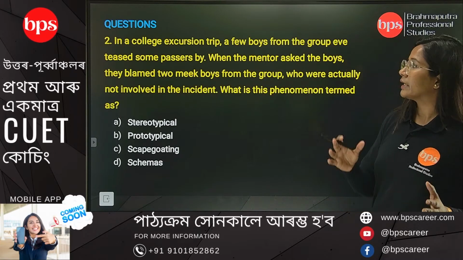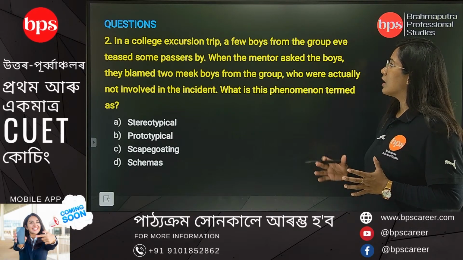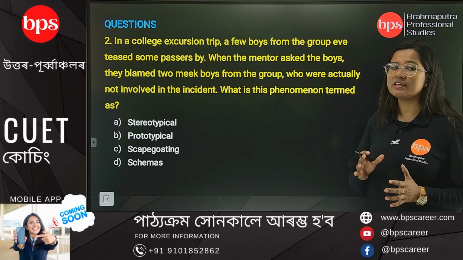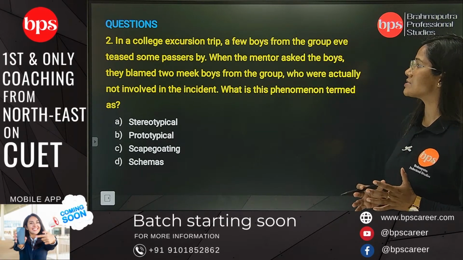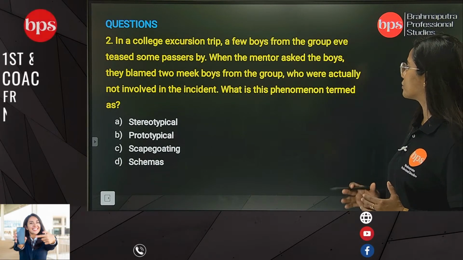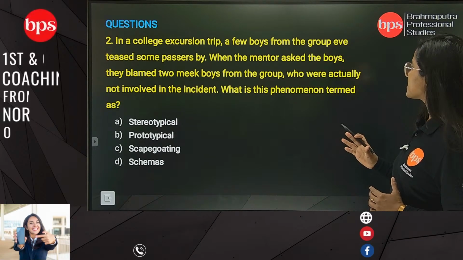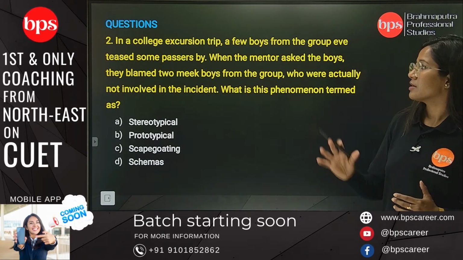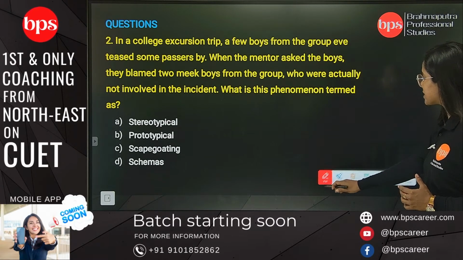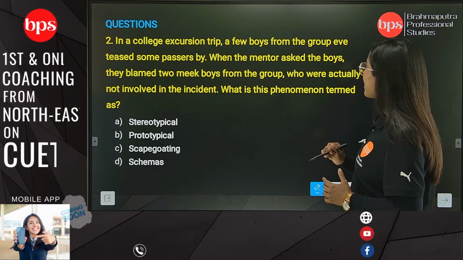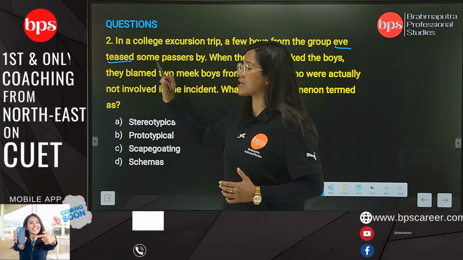Number 2, in a college excursion trip, be clear with the question. A few boys from the group teased some passers-by. When the mentor asked the boys, they blamed 2 meek boys from the group who were actually not involved in the incident. What is this phenomenon termed as? Now see, here what happens, a group of boys actually committed a crime. This is a crime, though minor, it is a crime, teasing. Okay, you can't tease any people.